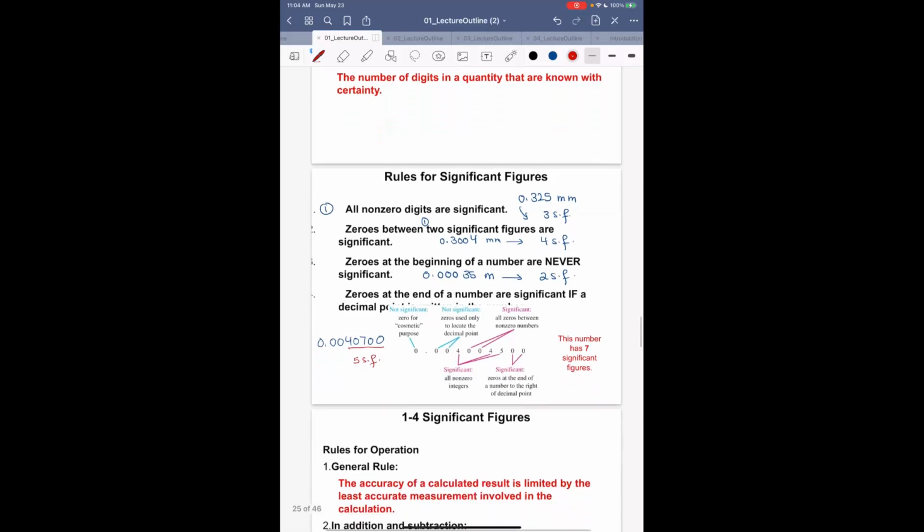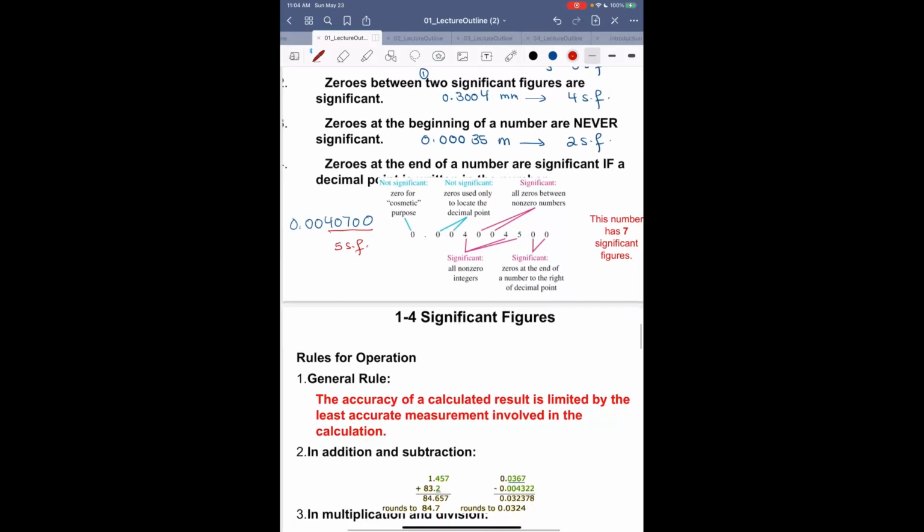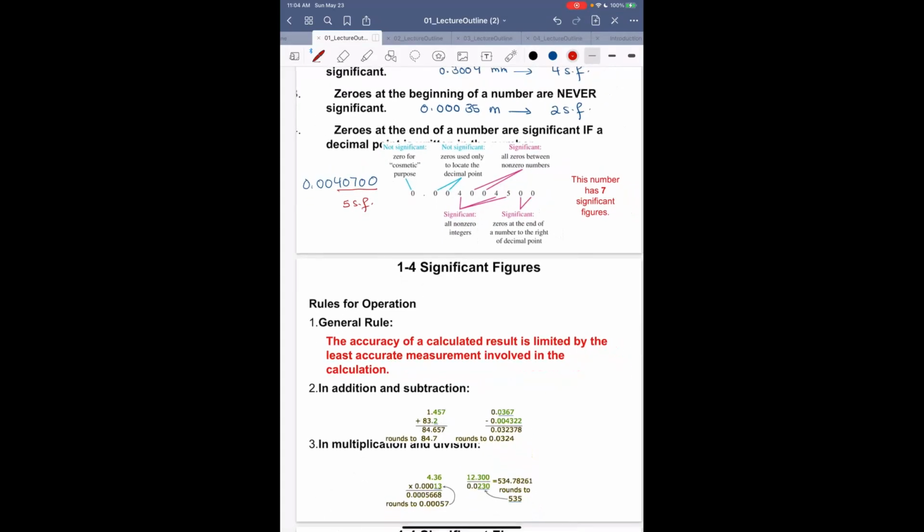Now we are going to move to operations. For example, I want to add or I want to subtract, and I want to know how many significant figures I should leave. Here I have the rules for operations. The first one is about addition and subtraction. The general rule says that the accuracy of a calculated result is limited by the least accurate measurement involved in the calculation.